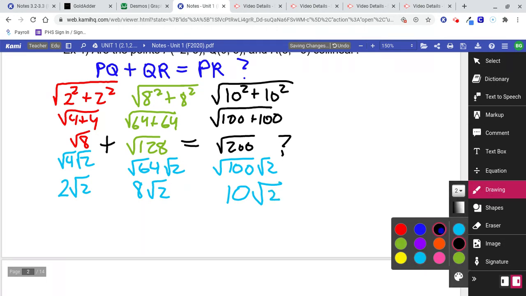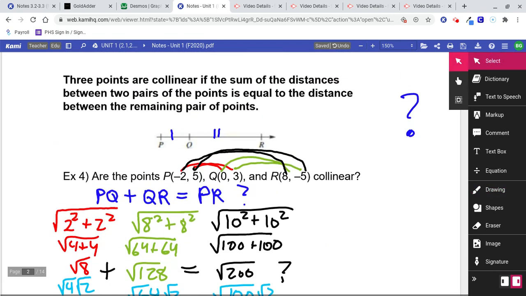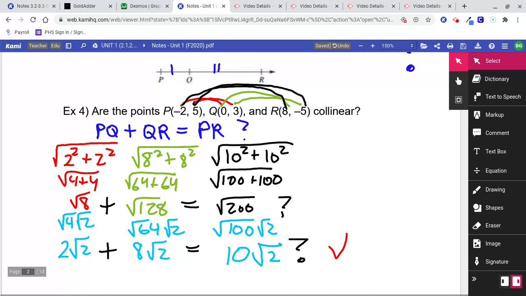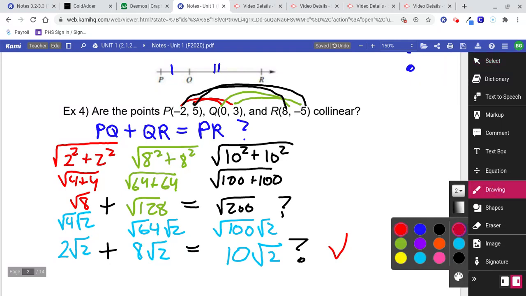So look at my question again. 2 square root of 2 plus 8 square root of 2 equals 10 square root of 2, question mark. Is that true? Yeah, that's definitely true. Okay. That's definitely true. So remember what we were trying to show. Are the points P, Q, and R collinear? So yes, we can say P, Q, R are collinear.